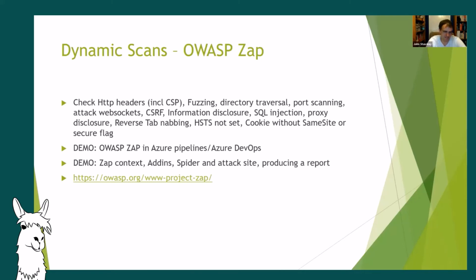This again is just another tool that provides security information, feeds it back to you in the earliest way possible, so you can either make mitigations or corrections. So you can check for HTTP headers, including content security policy, do fuzzing against the application, check for directory traversal vulnerabilities, can do port scanning, attack WebSockets, cross-site request forgeries, information disclosure, HSTS not set, lots and lots of different things.